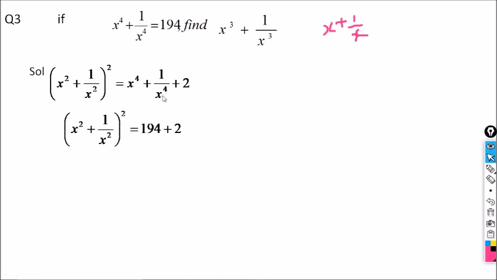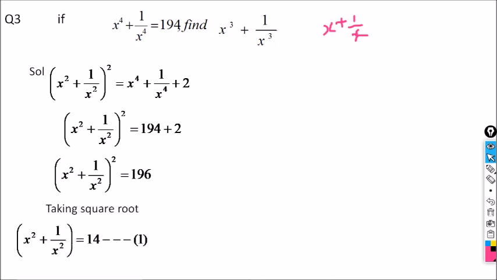Substituting the value of x⁴ + 1/x⁴ as 194, plus 2, in the next step we get 196. Just to remove the square by taking the square root, we get x² + 1/x² as 14.